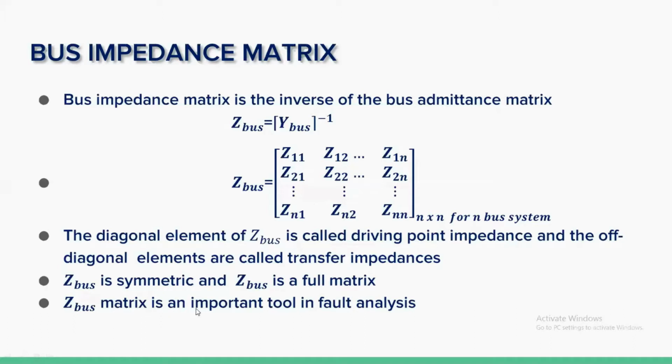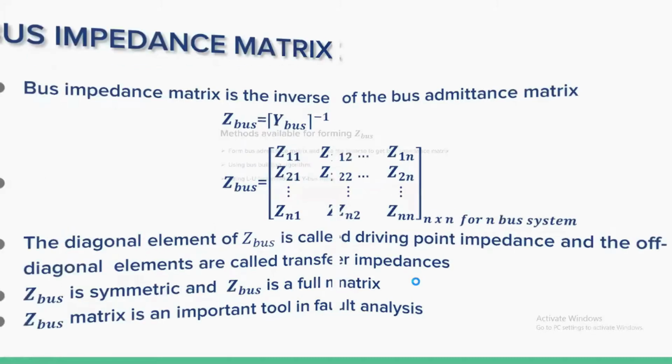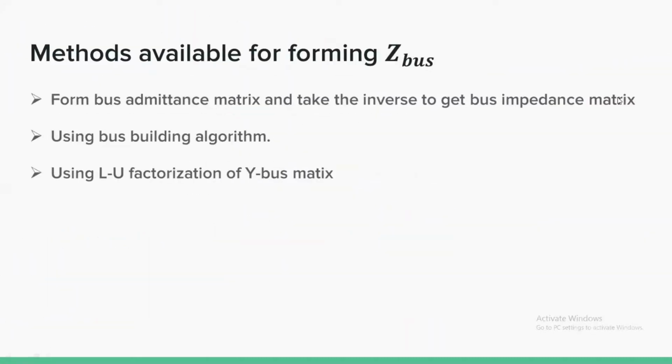The Z bus matrix is an important tool for fault analysis or short circuit analysis. What are the methods available for forming the Z bus matrix? The first method is to form the bus admittance matrix and take its inverse to get the bus impedance matrix. This method is only applicable for very small power systems, because in a large power system the number of buses is more, and therefore the matrix size is also large.